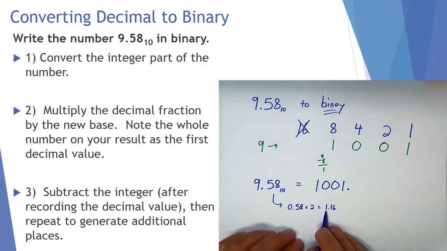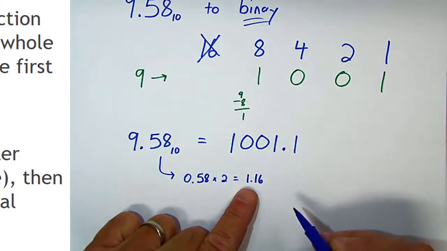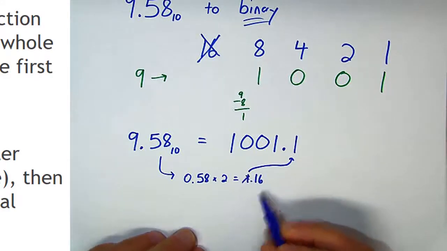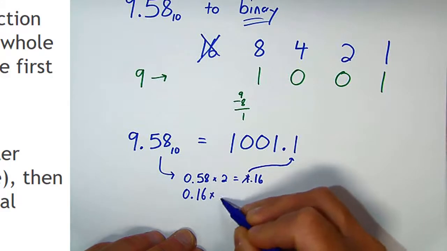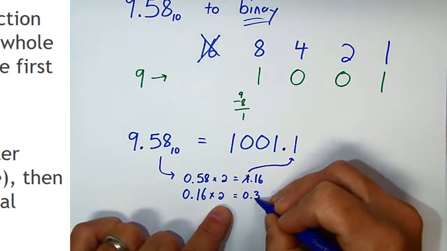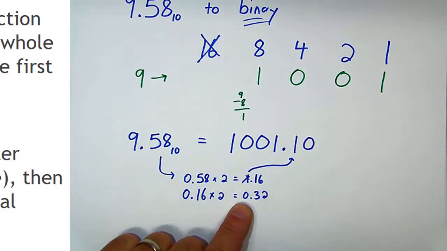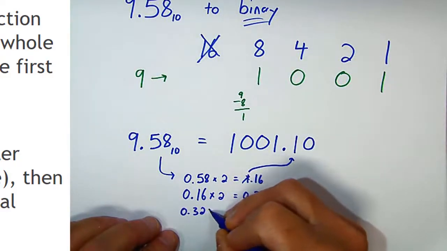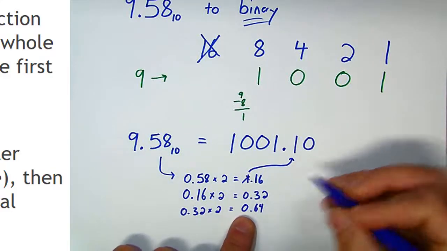Notice the 1 there. That 1 becomes the first digit to the right of our binary point. So that 1 gets recorded, and then we throw it away and we repeat the process. Let's take the decimal off of that, 0.16, and multiply it by 2. 0.16 times 2 is 0.32. Look at that, we got a 0. So we recorded that, we take the decimal point and we repeat. 0.32 times 2, that's 0.64. That generated another 0.